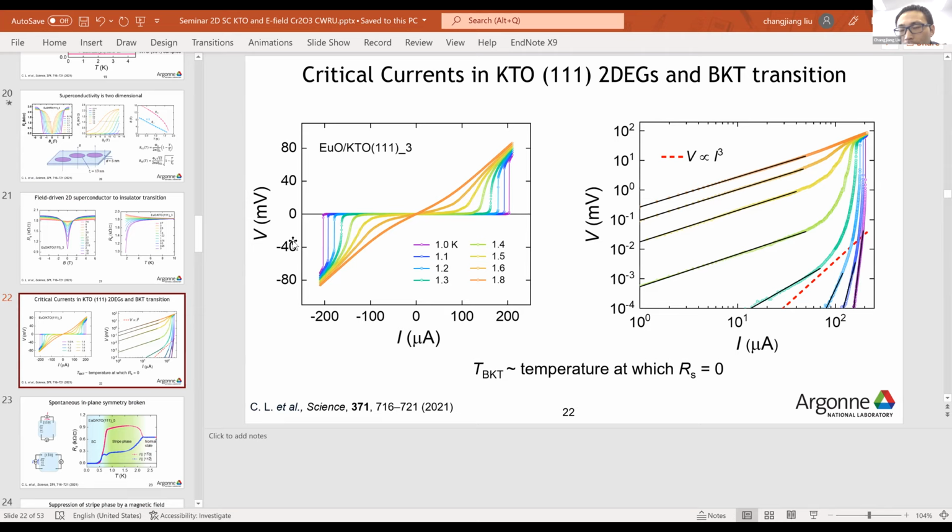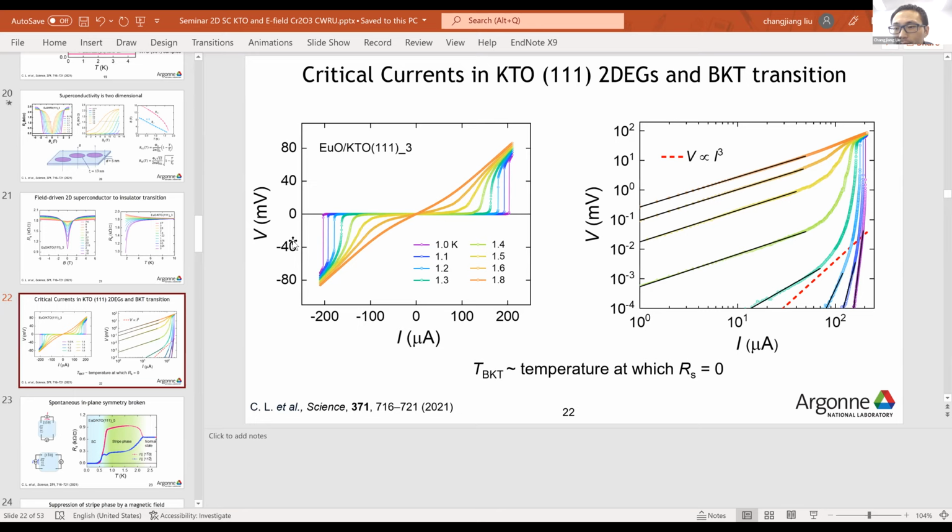So this material, the KTO system, was originally thought to have magnetism, because EuO, europium oxide, is a magnetic material. My collaborators wanted to study whether the induced 2-deck has any magnetism just because the EuO itself is magnetic. So they did some measurement on EuO/KTO(001), and there was a paper published in 2018 suggesting that there's some magnetism in the 2-deck. But I think there should be more direct measurement to tell whether magnetism is present in the KTO system.